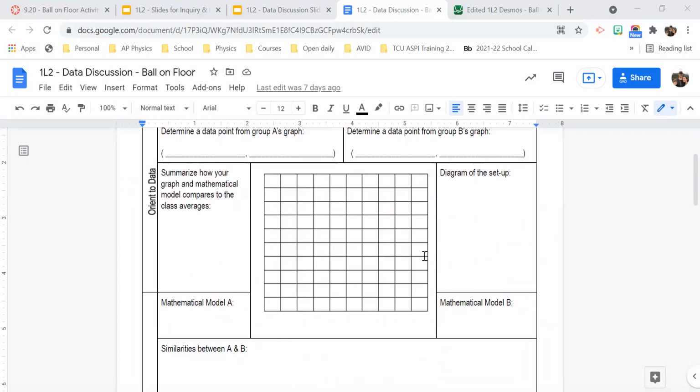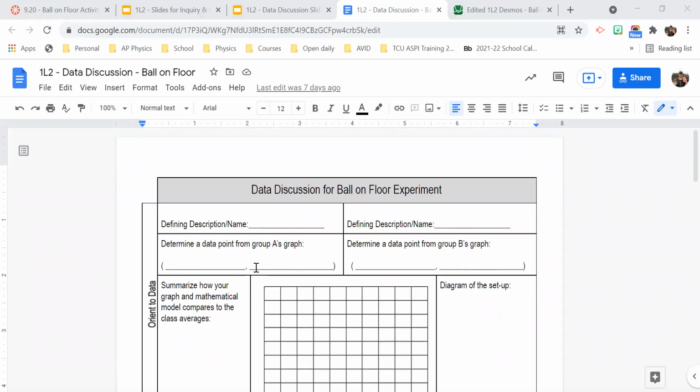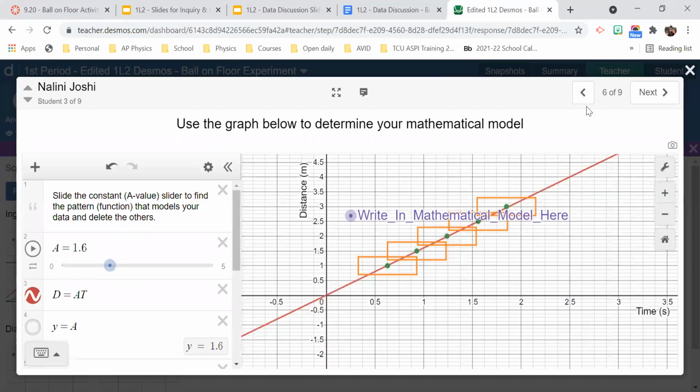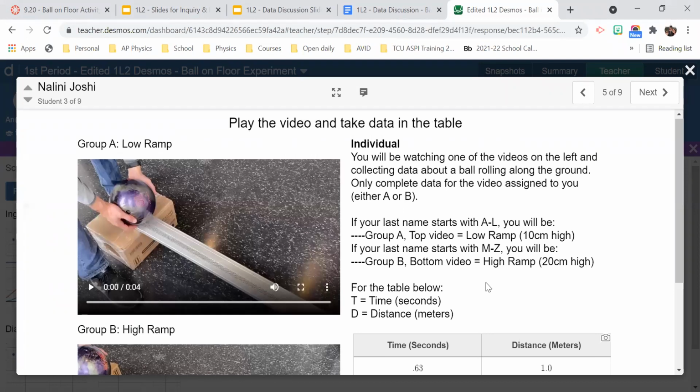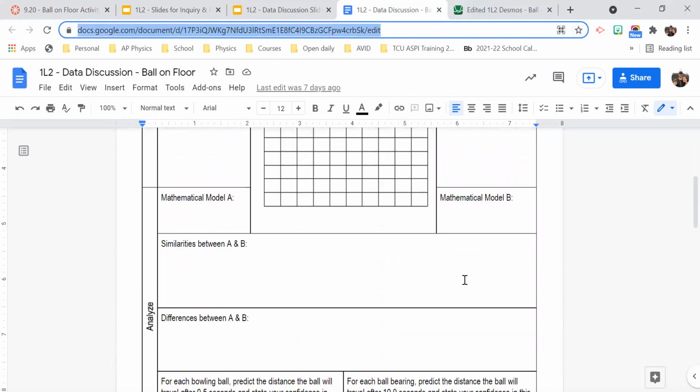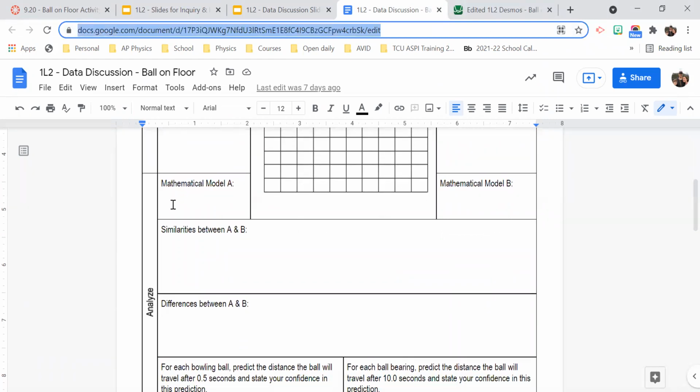Your data points. Plot your graph here, please. I'd like to know the mathematical model for group A. So I believe, if I had to guess, going back to check, I don't trust myself. A was the low ramp. All right, so 10 centimeters. And B was our 20 centimeter. So in here, I'm going to say mathematical model for A and mathematical model for B.